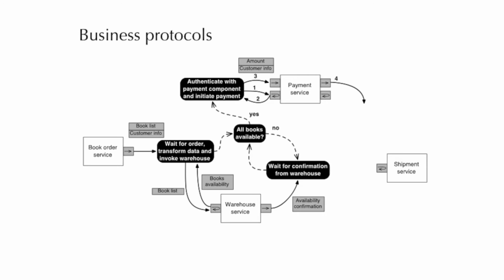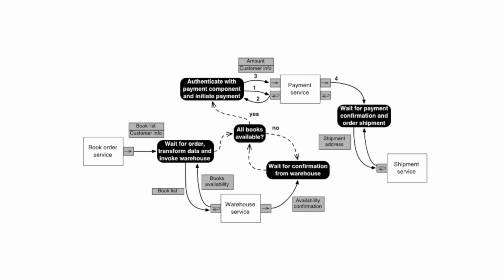Once the payment is processed, it will notify us again via a notification that will be directed to our composition, which means again we have to wait for the payment confirmation, and then we can start processing the order shipment, which means just invoking again the shipment service, sending the shipment addresses, and this essentially concludes our composition.